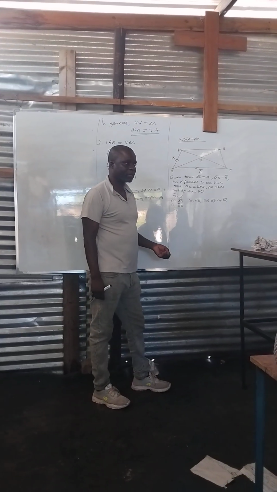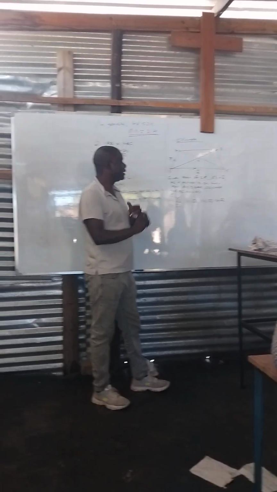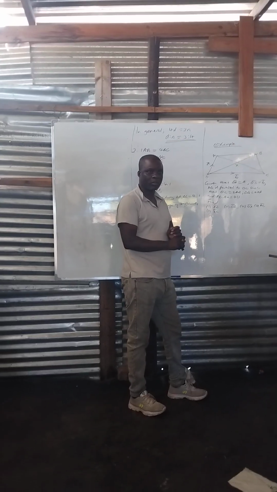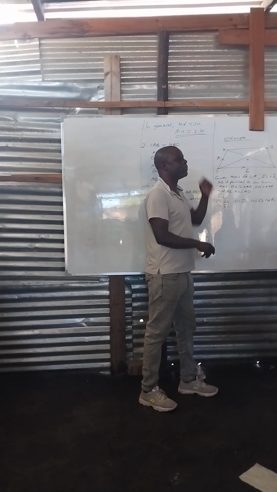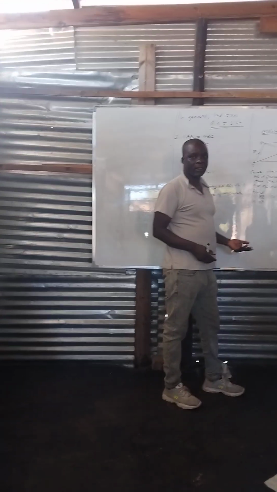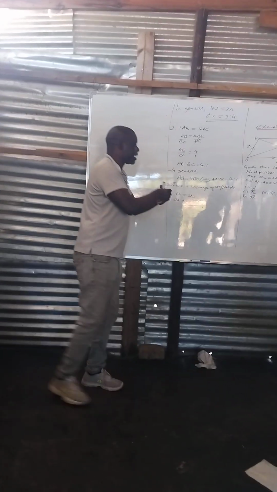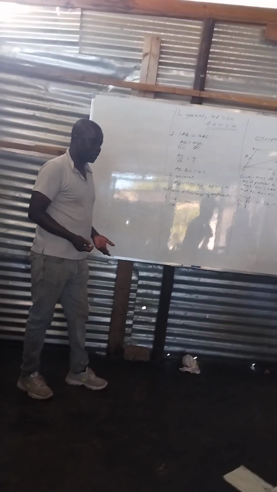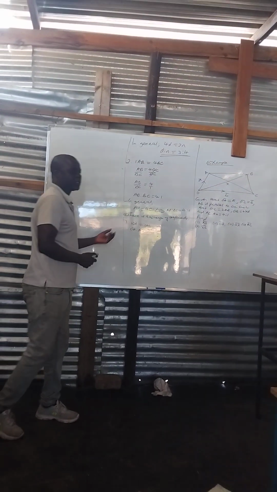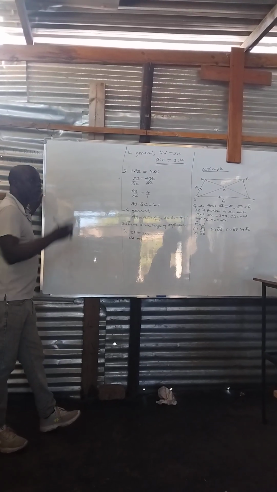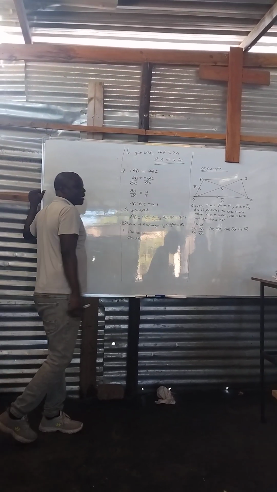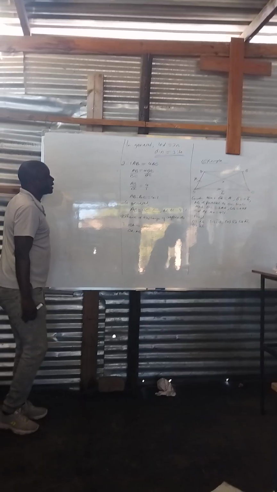What shape is here? It's a trapezium. And why? Because one, it has four sides, it's a quadrilateral. Two, it has a pair of parallel sides. It is a trapezium and not a parallelogram because a trapezium is a quadrilateral with only two parallel sides.